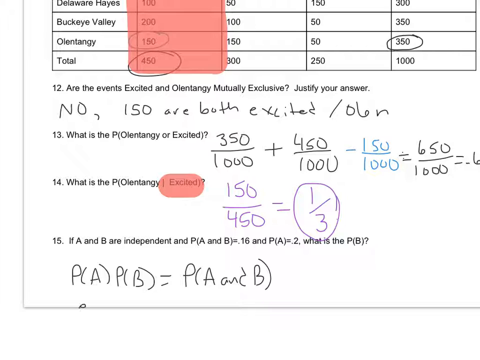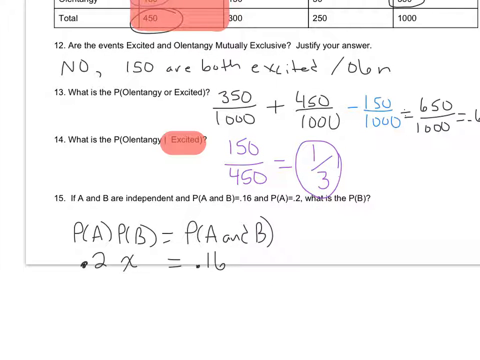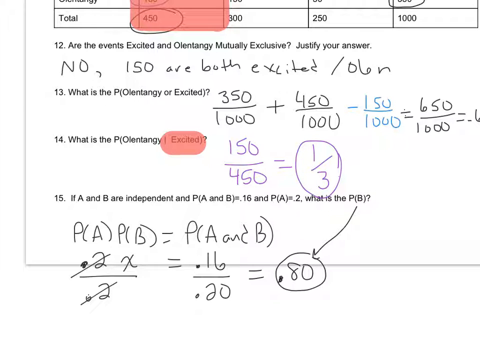So the probability of A is 0.2. The probability of B we don't know. In class we put an X, so I can put an X there as well, equals 0.16. So we're trying to figure out 0.2 times what equals 0.16. So I'll just divide both sides by 0.2. Using my calculator, 0.16 divided by 0.2 is going to be 0.80. So the probability of B is 80% because they are independent.